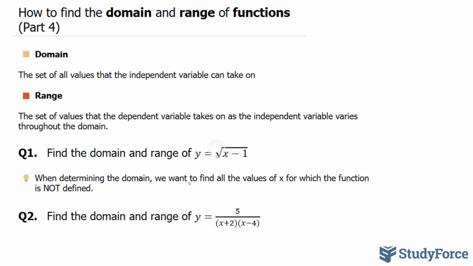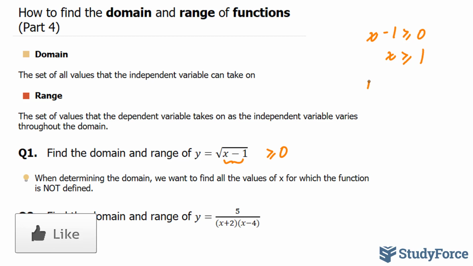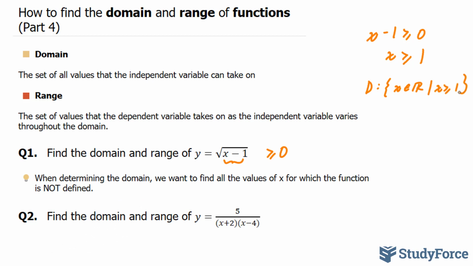We have a radical here, and we know that the radicand, this part, can't be anything less than 0. Otherwise, you end up with imaginary numbers. So this part needs to be greater or equal to 0. X minus 1 is greater or equal to 0. We'll solve for x, and if we do that, we should end up with x needs to be greater or equal to 1. That is our only restriction, therefore that is our domain. So let's write that down in a formal way. The domain is all real x numbers such that x is greater or equal to 1.